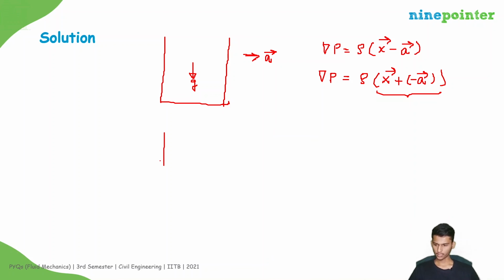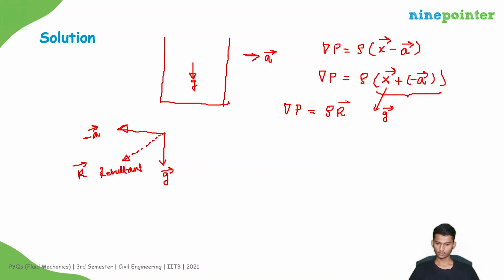So x bar is g bar, this is g bar. So g bar is like this and minus a bar is like this, right? So the resultant of these two things will be something like this. Suppose this is r bar, okay? Then grad P will be equal to rho into r bar, right? So if you see, the pressure will vary only in the r bar direction. Perpendicular to the r bar direction, the pressure will remain constant.